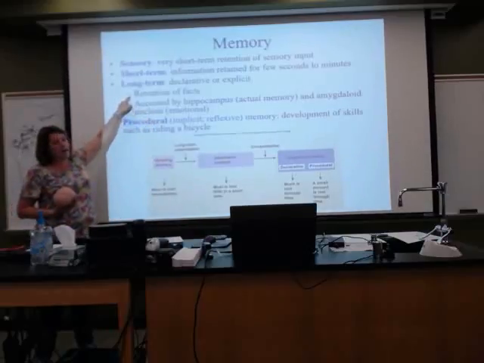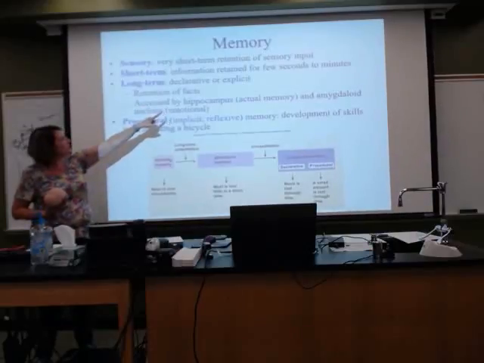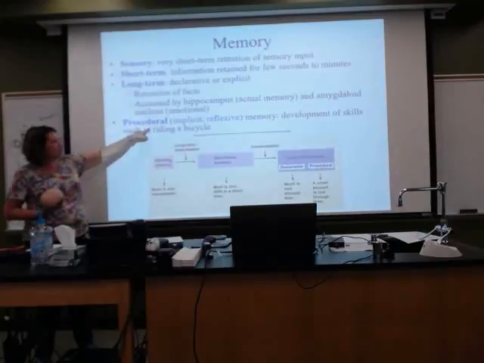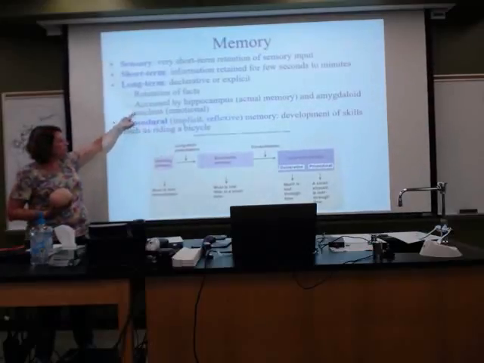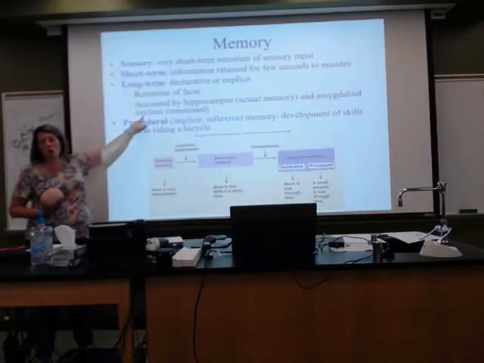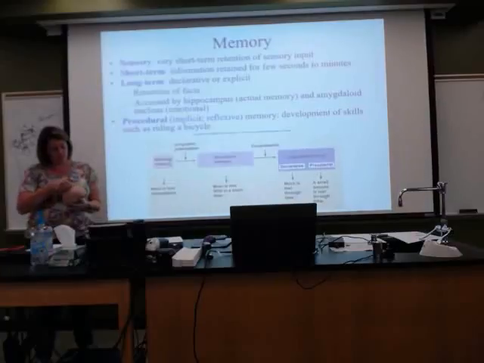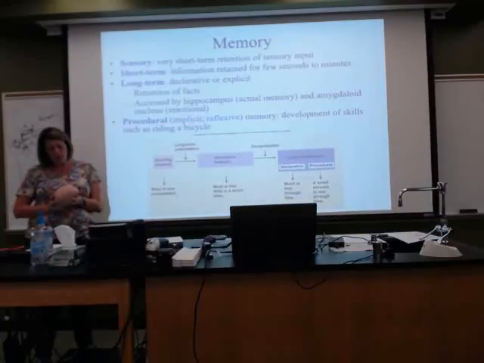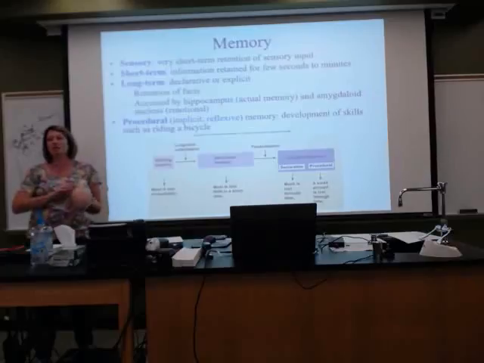These are the types of memory. Is it declarative, or explicit? Is it something where I just have to do a procedure, like walk or ride a bike? Or do I actually have to recall this information? Do I need to say, this is the longitudinal fissure, and this right here is my lateral? Do I have to recall this information? Yes.